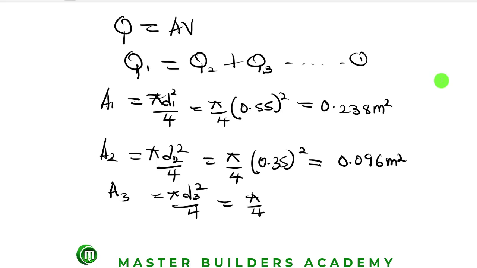multiplied by 0.4 all squared. And then when we also compute this with the help of our calculator, we'll have this as 0.126 meters squared. So guys, we have been able to find the 3 areas.